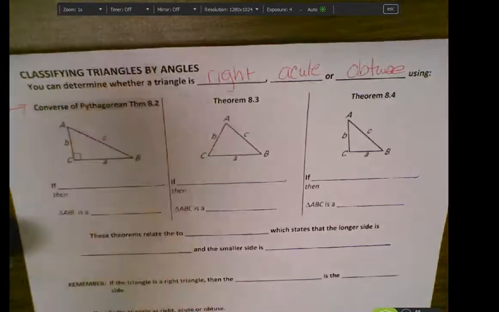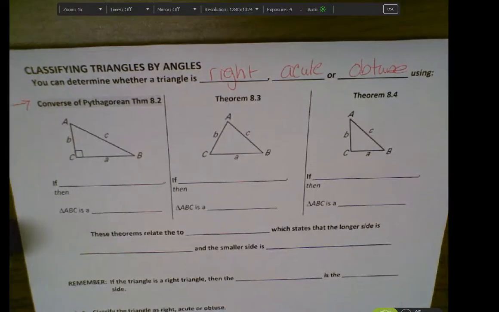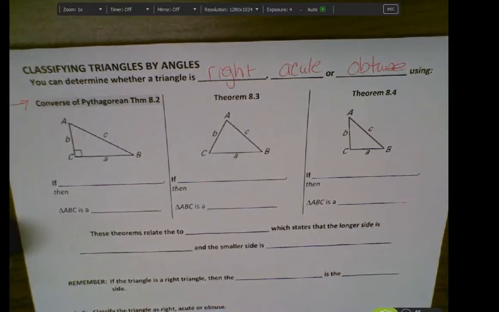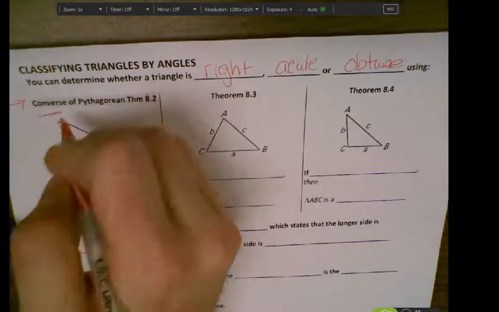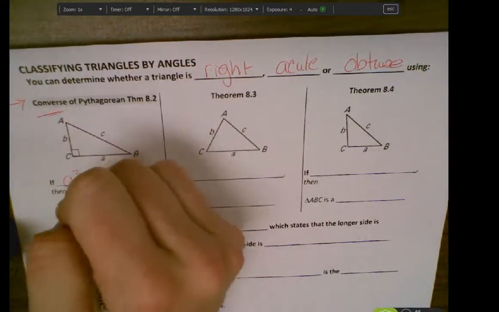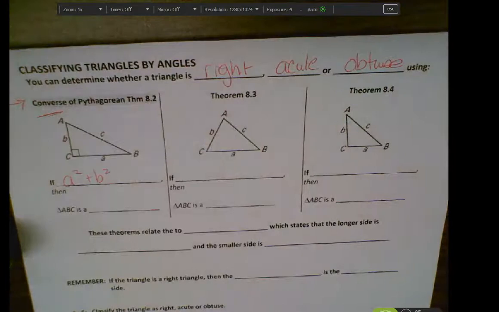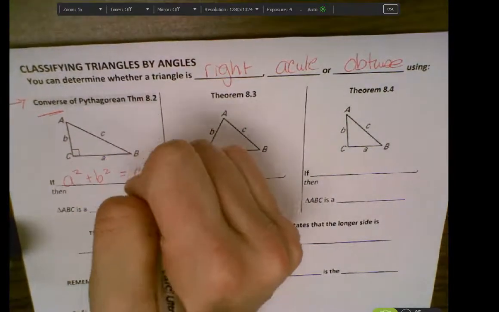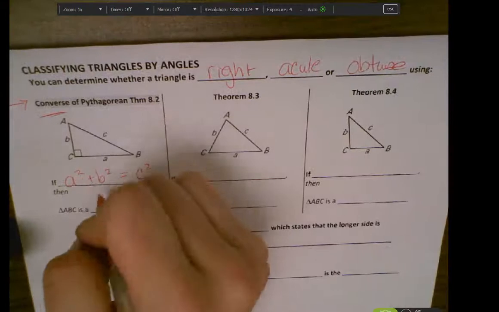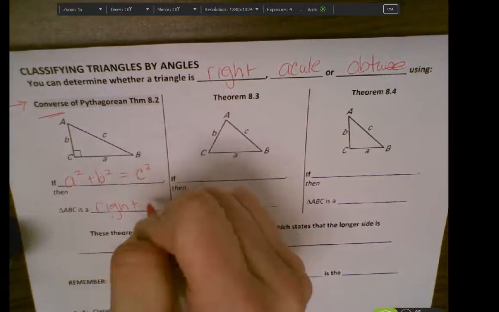These are the numbers in your book that tell you where you can find your theorems. But basically, since this is a converse, we go backwards. If a squared plus b squared, the sum of the squares of the legs, is equal to the hypotenuse squared, then we know ABC is a right triangle.